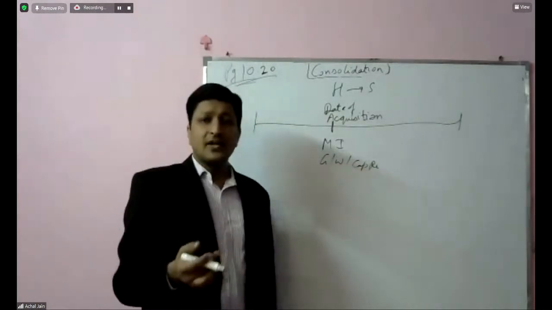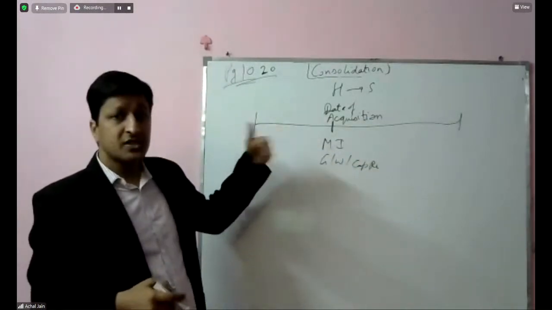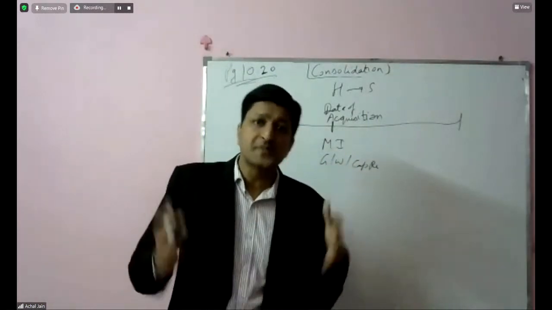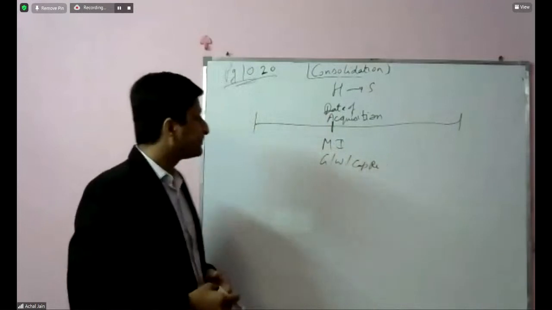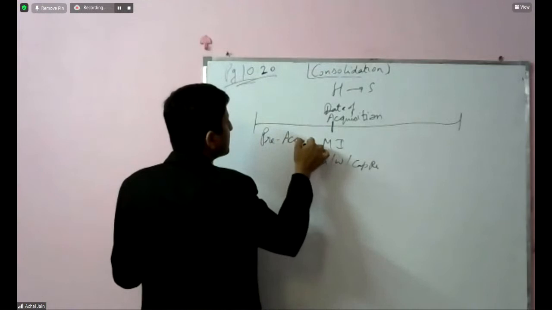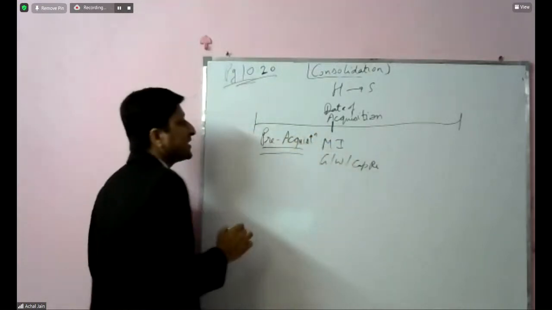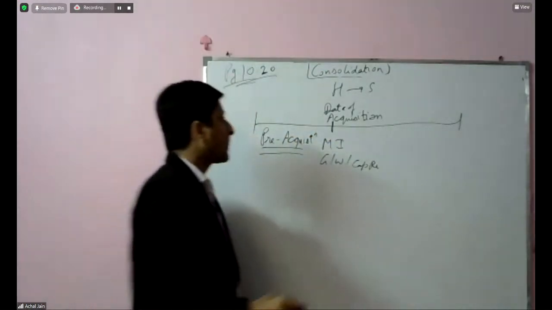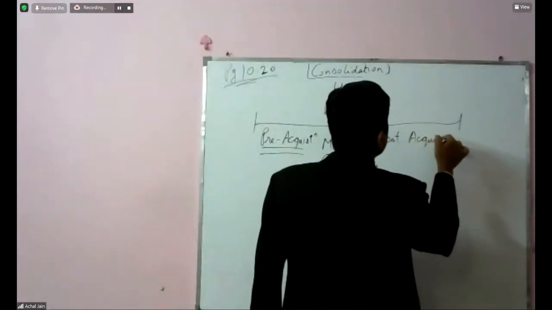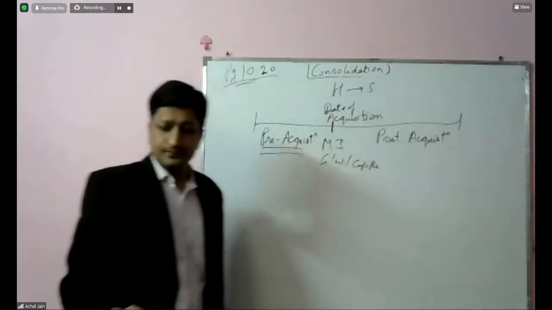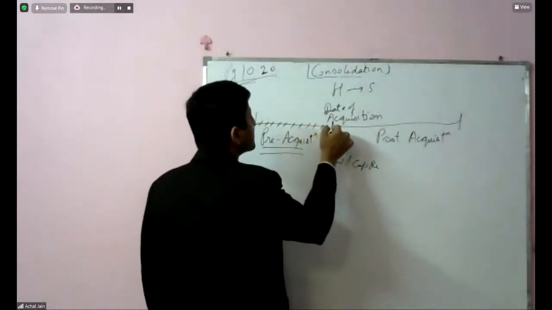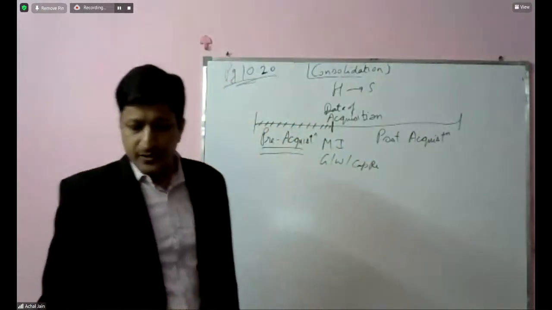Computation of these two things requires bifurcation of reserves of the subsidiary into two parts. This period is called the pre-acquisition period. And this period is called the post-acquisition period. Okay, yeah. This is pre-acquisition and this is post-acquisition.